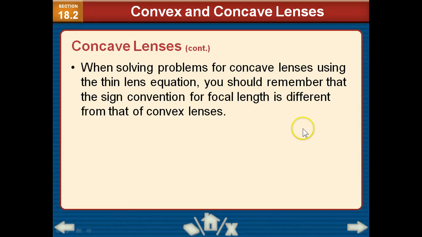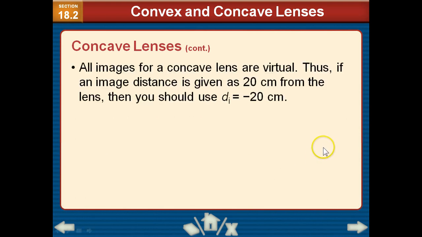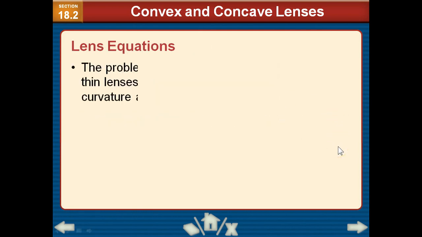So when you're solving problems with a concave lens using the thin lens equation, you should remember that the sign convention for the focal length is different from a convex lens. The focal point of a concave lens is 24 centimeters from the lens. The f value is negative, indicating that it is a concave, not a convex lens. All the images for the concave lens are virtual, thus the image distance given as 20 centimeters should be a negative 20. The object position is always positive.